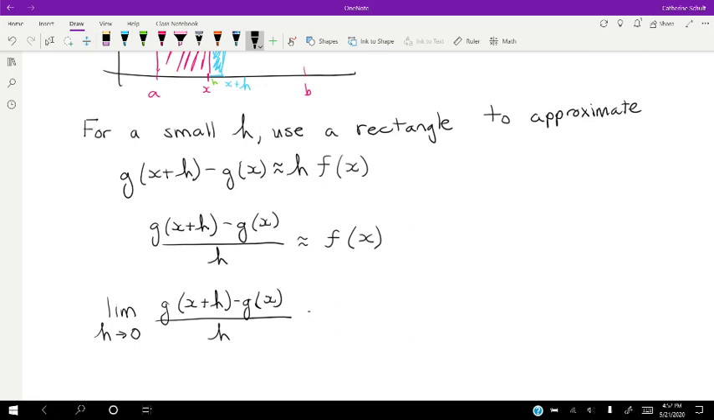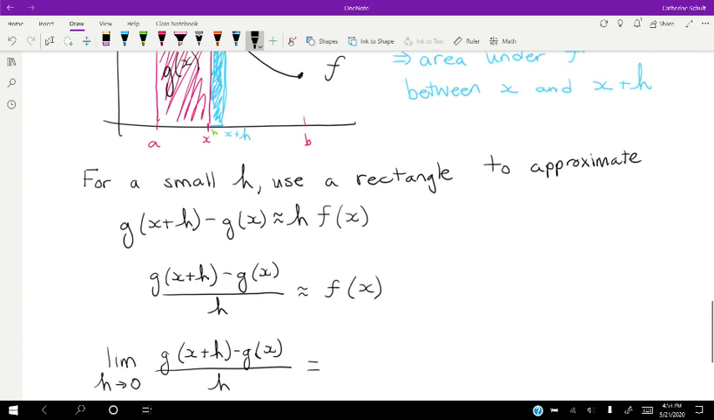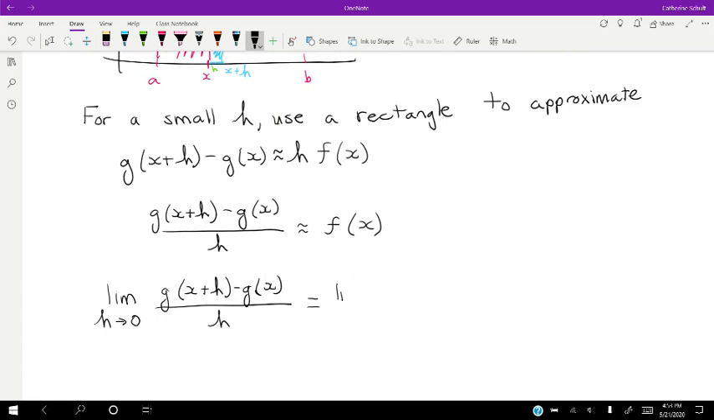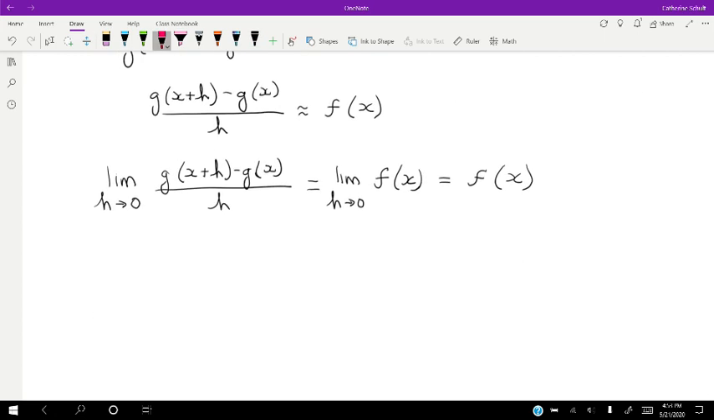All right, and then as h gets closer and closer to 0, these two things eventually equal each other. So this is also going to be equal to the limit as h approaches 0 of f of x, which is just f of x, because there's no h in our function f. And now what is this expression right here? That's the limit definition of the derivative.